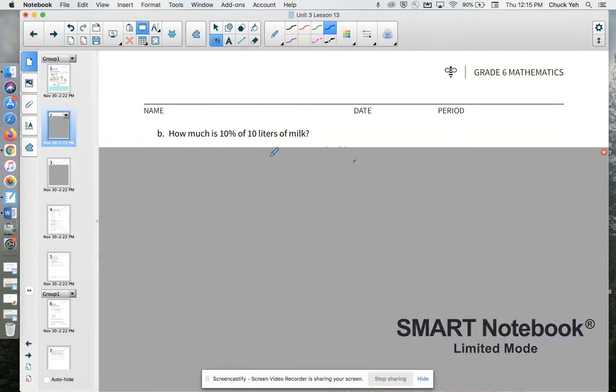How much is 10% of 10 liters of milk? 0.10 times 10. And that is 1. Okay? I mean, it does make sense.